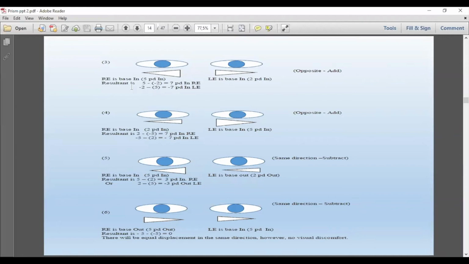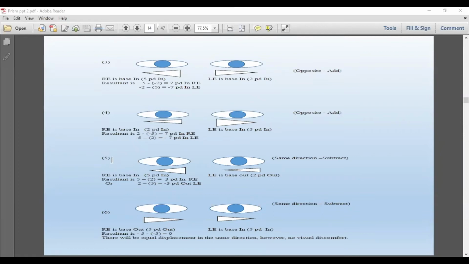Right, let's take the right eye over here. There I've got 5 in, and here for the left eye, I've got 2 in. So following the signs, I did this first one over here. Now let's go to 4. Right eye over here is 2 in, as you can see. Left eye over here now is 5 in. So all I've done over here is just reverse them. So as you can see, you're still landing up with 7 base in because it's horizontal.